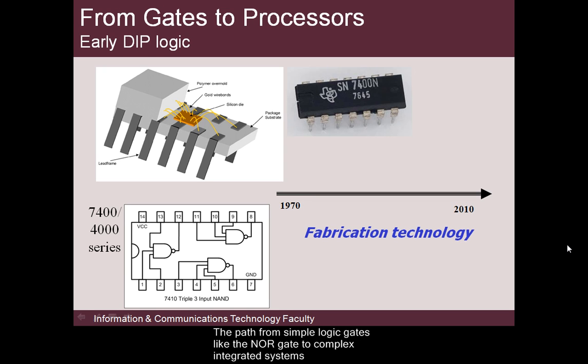The path from simple logic gates like the NOR gate in the previous slide to complex integrated systems started with the basic 7400 series TTL and later CMOS logic families. These were capable of integrating typically between 1 and 8 individual gates on each chip using 14-pin dual in-line packages.